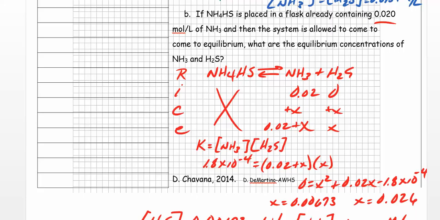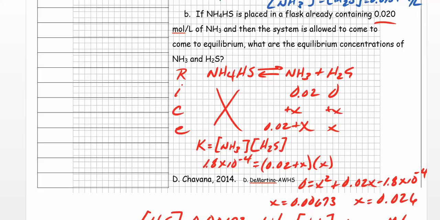Now let's write the equilibrium expression. It's not quite as easy as the first time because we're going to have to add this complication right here. We've got K then is equal to the equilibrium concentration of NH3 times the equilibrium concentration of H2S. So we've got 1.8 times 10 to the minus 4, that was the K value that was given to us, equal to, and now the new equilibrium expression is 0.02 plus X for the NH3, and of course it's still X for the H2S.